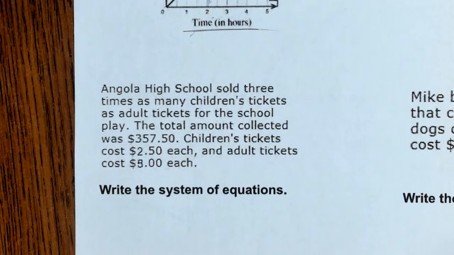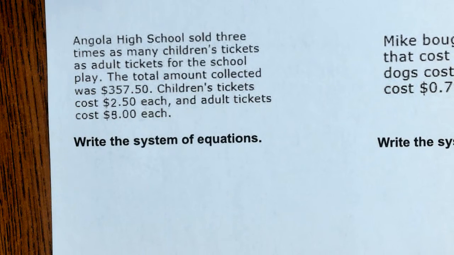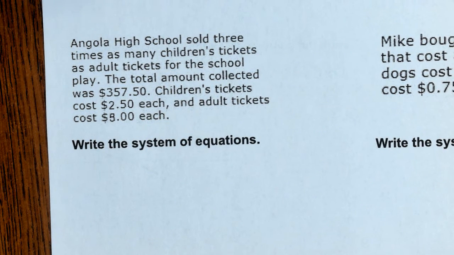The next one says Angola High School sold 3 times as many children's tickets as adult tickets for the school play. The total amount collected was $357.50. Children's tickets cost $2.50 and adult tickets cost $5. Is this a review? Yes. Our test is coming up. Are we doing the whole thing? Yeah. We always do the review together so that you're adequately prepared for the test, right?